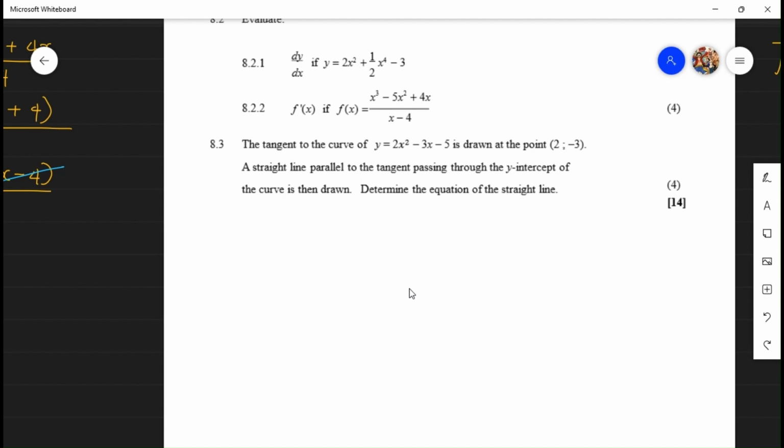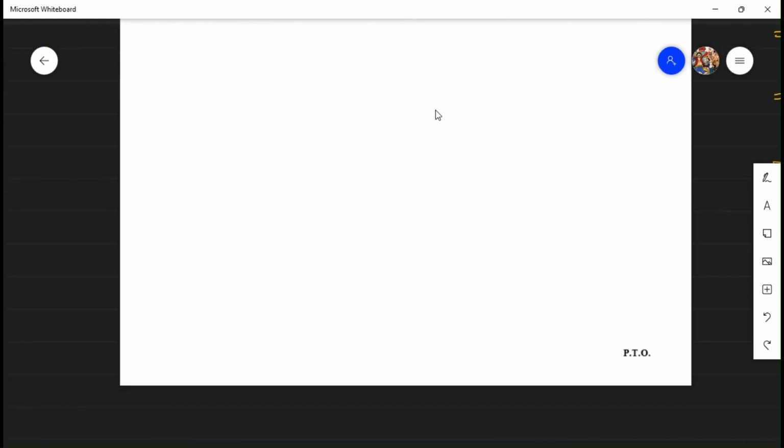parallel to our tangent and cuts the curve at the y-intercept, meaning that it cuts the curve at 0 and negative 5. Now we need to determine the equation of the straight line. Keep in mind we're determining the equation of the straight line that is cutting the y-intercept of our curve. We are not determining the equation of the tangent. So to make our life easier and to understand what is going on, let us represent this in a drawing.